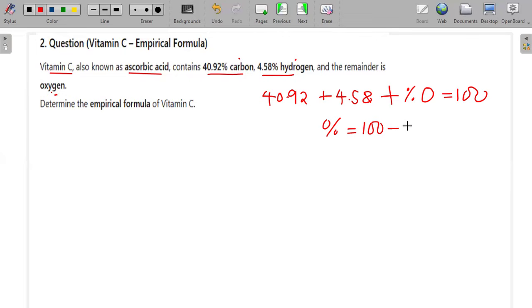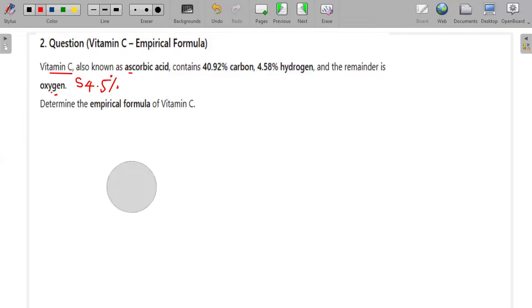So it gives me minus 45.5. So that would be 100 minus 45.5. That one gives me 54.5%. So meaning the oxygen here has 54.5%. And then they're asking us to find the empirical formula.